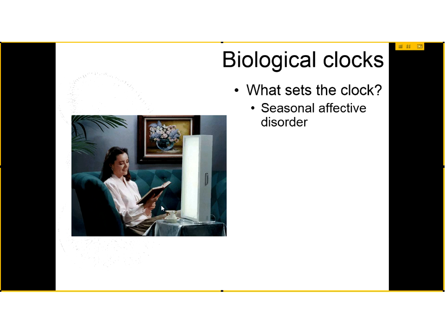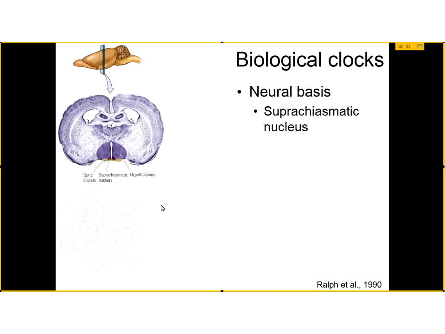But that's one dimension, of trying to keep the clock set. But what keeps the clock running? Why don't we just take all these little naps? And that suggests that there's another component to the clock that has a neural basis.